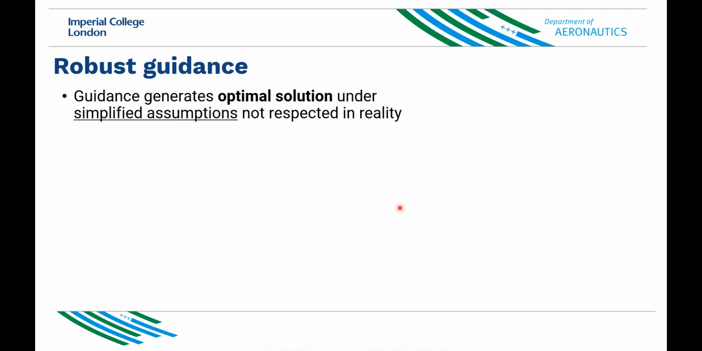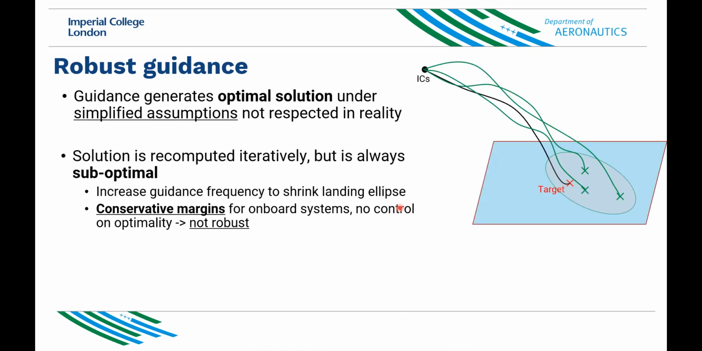Under the current state of the art, a guidance algorithm generates an optimal solution on board the vehicle under a set of simplified assumptions that are actually not respecting reality, due to these phenomena that we considered. Since the solution is approximated during the descent, we have to recompute it iteratively. However, each of these solutions along the descent will always be suboptimal, because each time we recompute the solution, we are neglecting perturbations. We can increase the frequency at which we call the guidance and use better actuators to improve reliability. However, this is expensive and not a robust approach, because we do not have explicit control on the optimality of the actual solution.